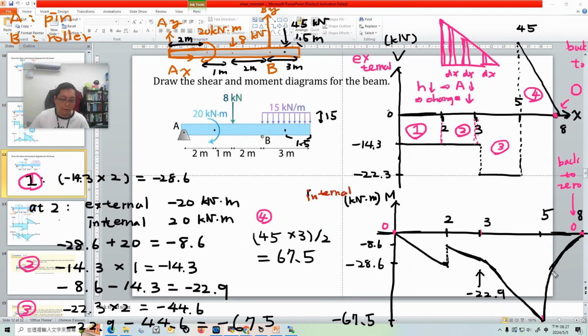So here's the final diagram. I think I made some mistakes in my notes, but it's all right. This is the correct answer. Here are the shear and moment diagrams. You need to do more practice on this. I won't say it's difficult, but you just need to practice.